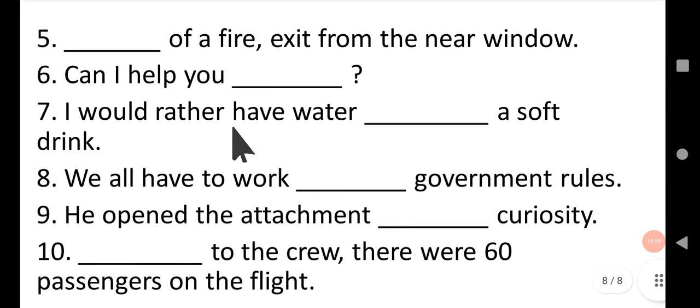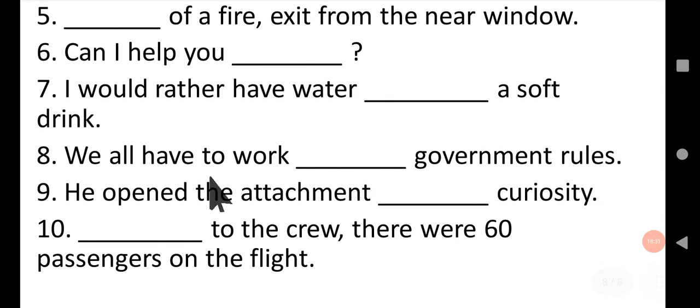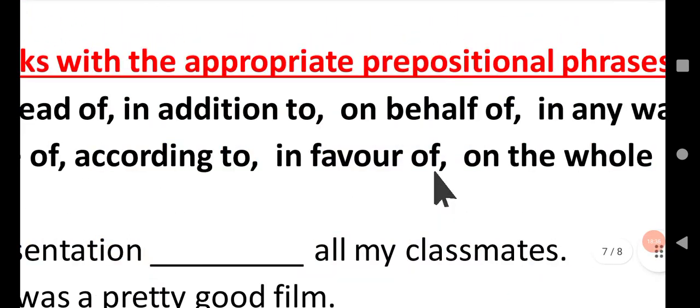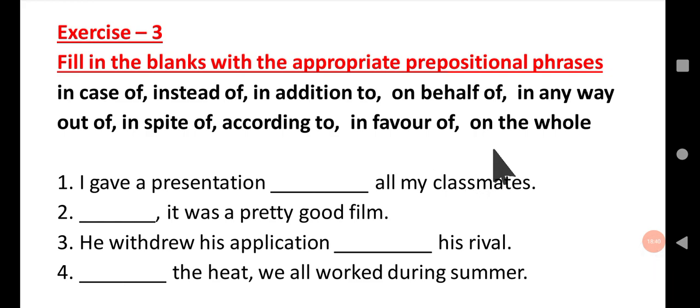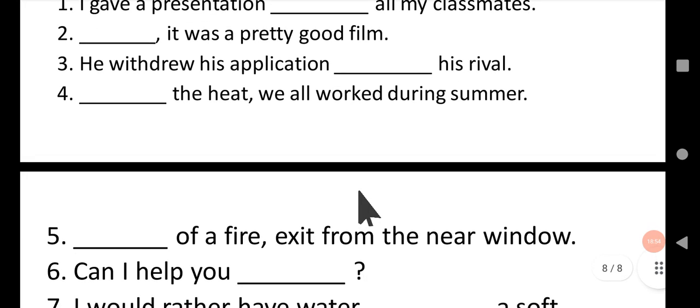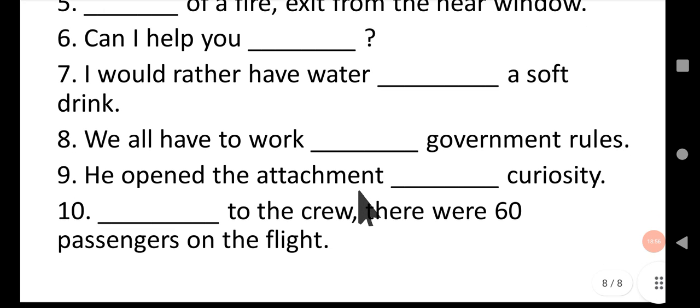Okay. Next one. We all have to work dash government rules. We all have to work what? According to or in favor of. In favor of, that means we have to follow the government rules. According to that, we have, according to the government rules, we have to work. But here, in support of, in favor of, in the sense, in support of. So here we would get, we all have to work in favor of government rules.